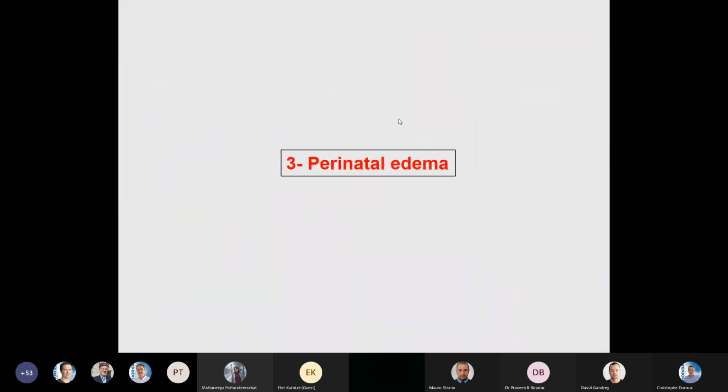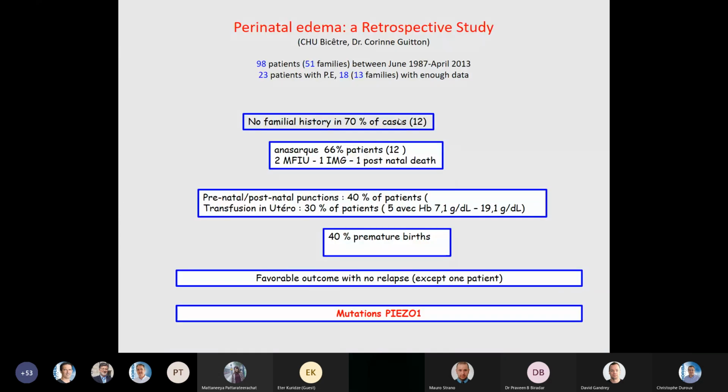Another complication is perinatal edema. This is a retrospective study from University Hospital. I'm not going to go into details, but what I can say is that most of the time there is no known familial history of xerocytosis. So perinatal edema can be the entry into the disease.